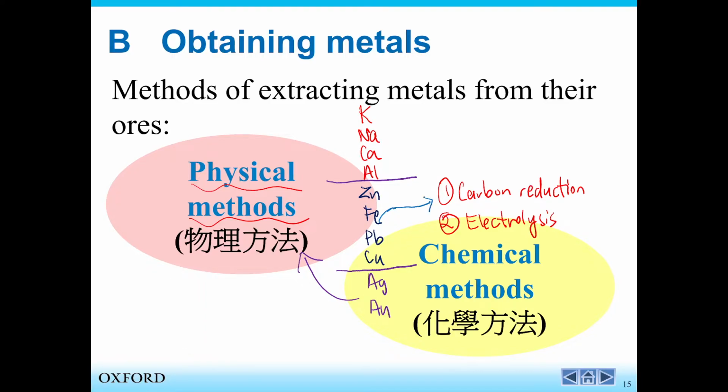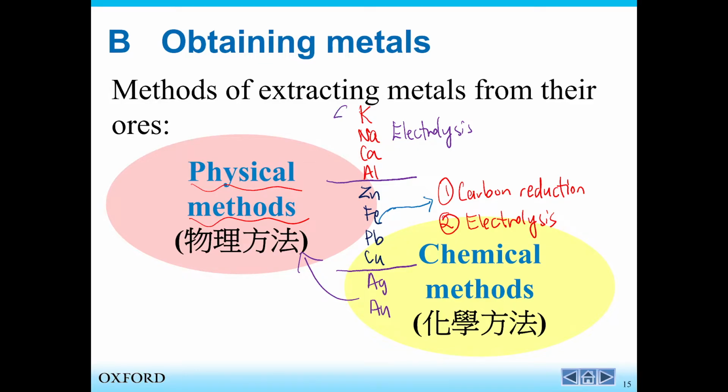So this one here would be carbon reduction: these four, zinc, iron, lead, copper. And the top four, these would be by electrolysis. Okay, but this is just for your information. This is what we refer to in order to know which metals are able to be extracted by which method.